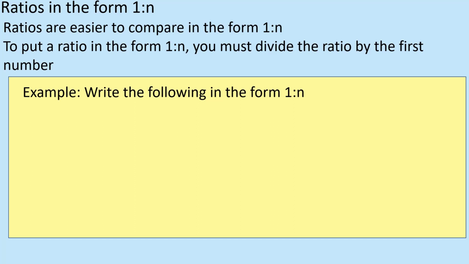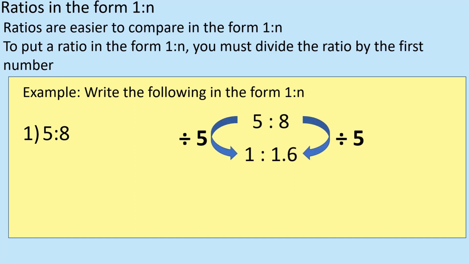Write the following in the form 1 to n. There's my example, 5 to 8. I need to divide them both by 5, so you've got 1 to 8 over 5, which is 1.6. Like I said, it tends to be a decimal.